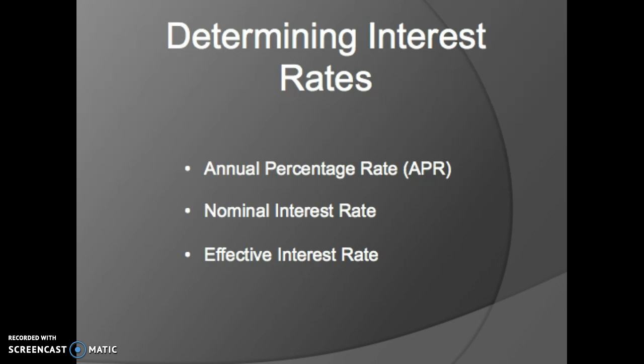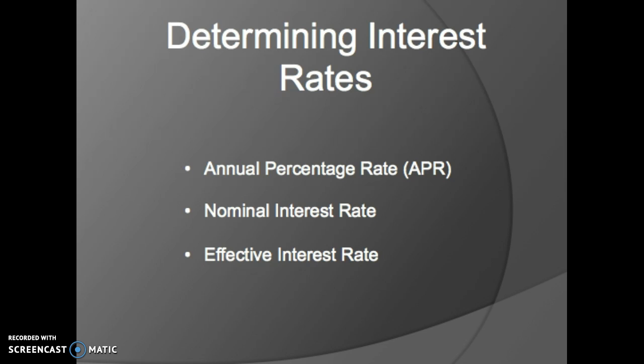First off, annual percentage rate, or more commonly known as APR. The annual percentage rate, APR, indicates the interest rate paid or earned in 1 year without compounding. APR is also known as the nominal or quoted, which is stated, interest rate.